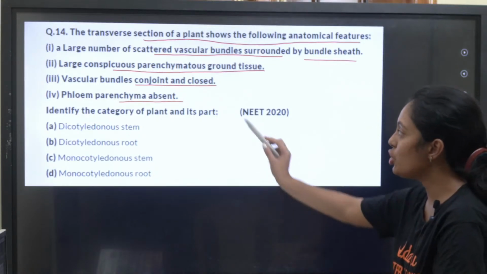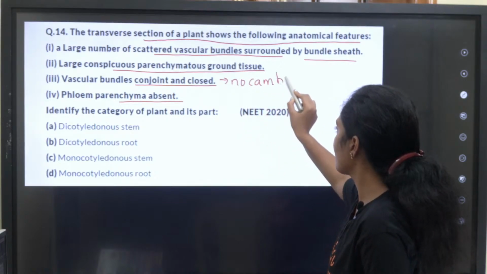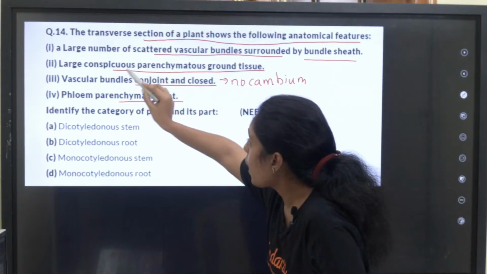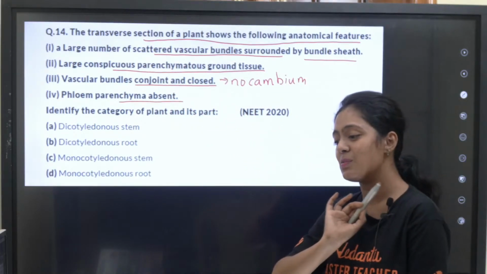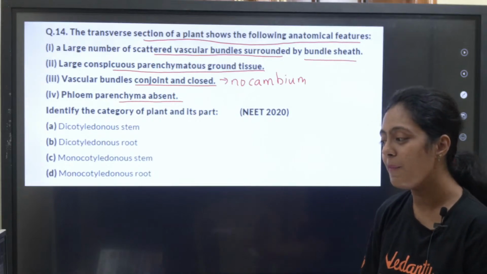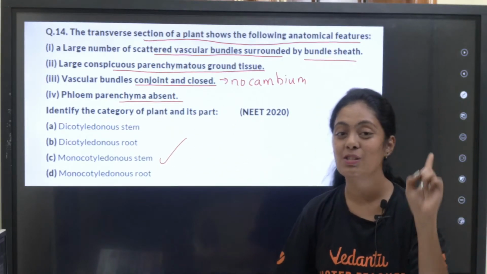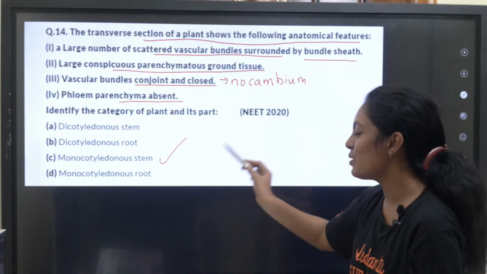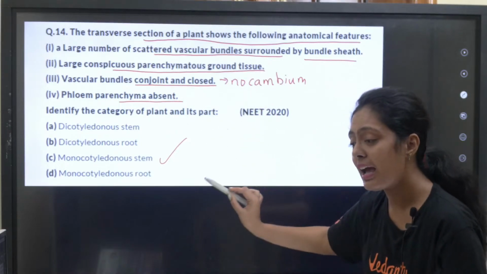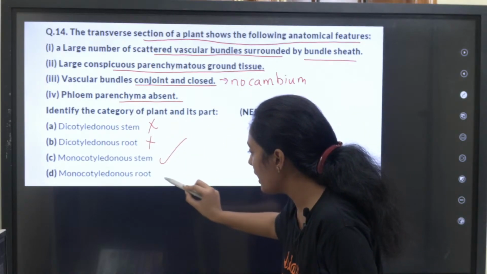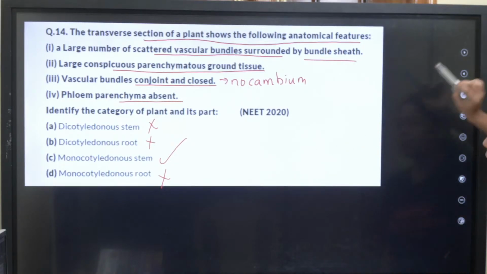Yes, conjoint closed. What does that mean? There is no cambium. Okay, and large conspicuous parenchymatous ground tissue. Very good. Excellent, Janice. Very good, crazy dude. Superb. Right? Where are all these found? They are in my monocot stem. I told you, listen to the class, you will be able to tell all the answers. So it is option C, monocot stem. All the characters show it is not dicot stem, not dicot root, not monocot root. The answer is option C, friends. Okay, so the answer is clear.